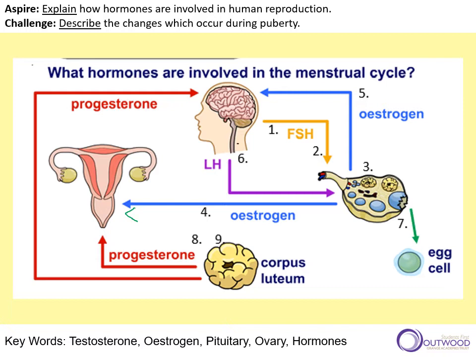Okay, so what we've got is a diagram of what hormones are involved in the menstrual cycle. And we're going to discuss this very diagram through certain points. So hopefully you've got the numbered points. If you haven't, make sure that you pause this video and you get this diagram down. So let us go through each of those points.